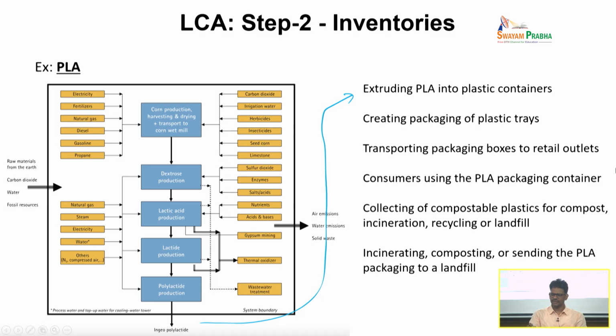Okay. So, once you make these containers, you basically pack them into trays, and then you transport these trays to some retail outlets, and then the consumers use the PLA container in their home, they unbox it, they consume whatever is packed, and then there is also collecting the compostable plastics for compost or incineration. So, you see the end of life is also included in this step.